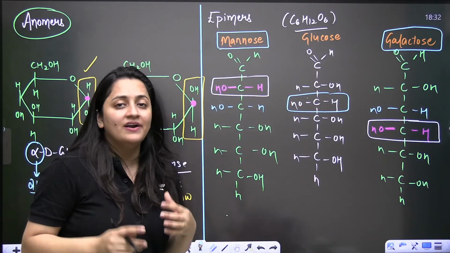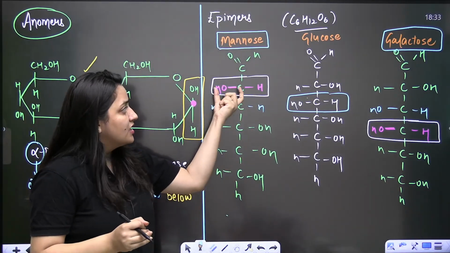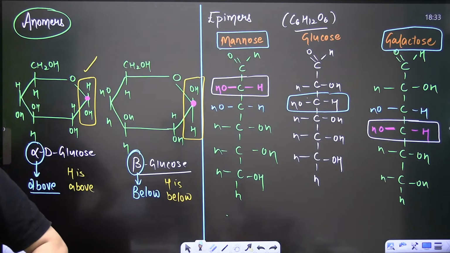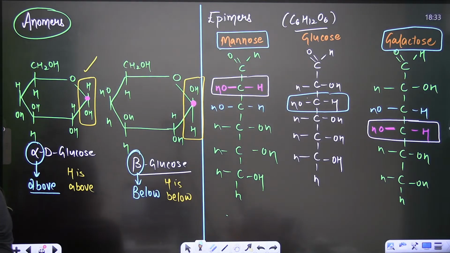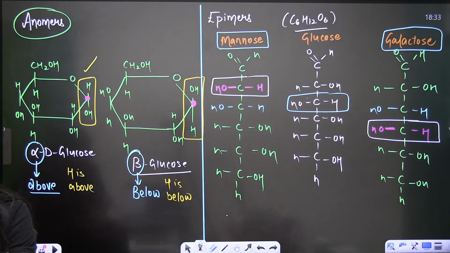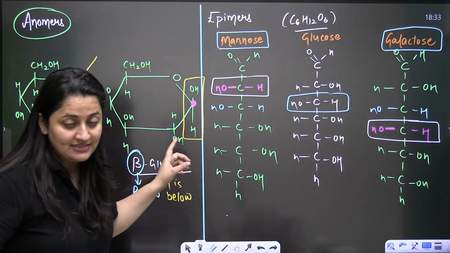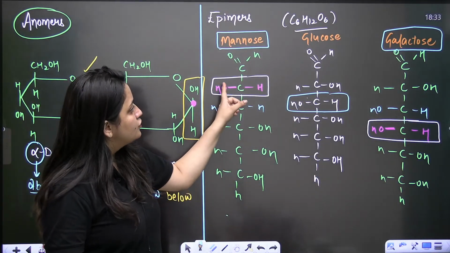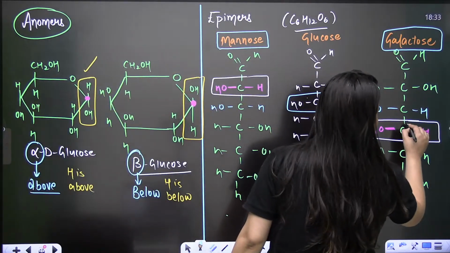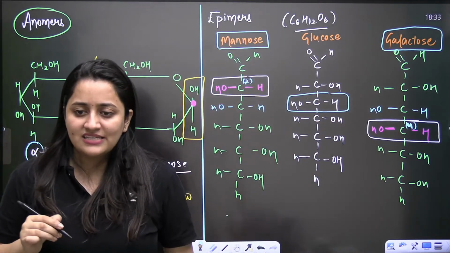So whenever we use the word epimers, these are isomers in which rest everything is the same, but the H and OH position is changed at only one particular carbon. Clear? These isomers are formed as the result of interchange of H and OH position only at one carbon. Compared with glucose, rest everything is the same. In mannose it is at carbon number 2 and in galactose at carbon number 4. This position is fixed. Got it?